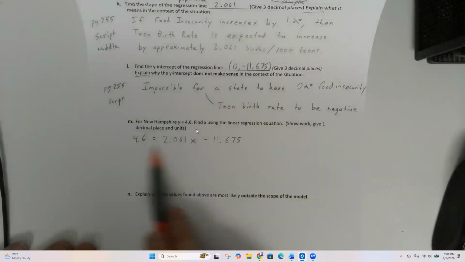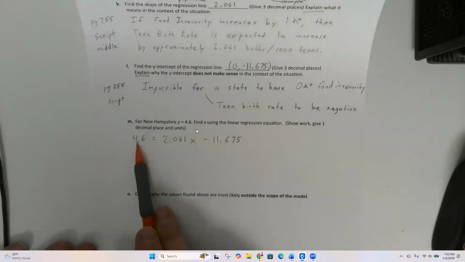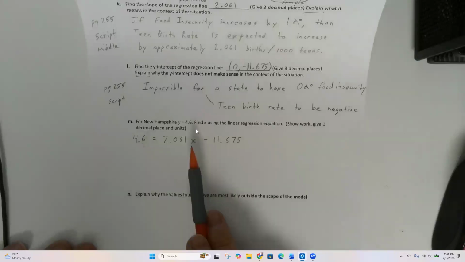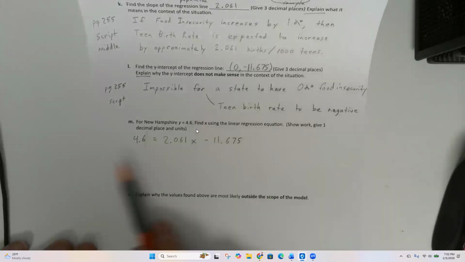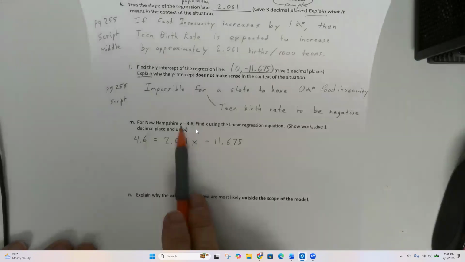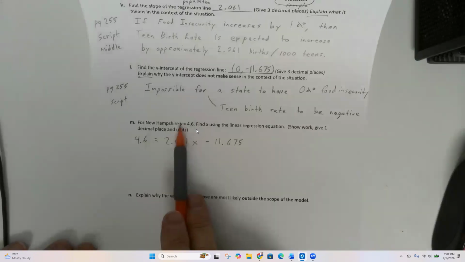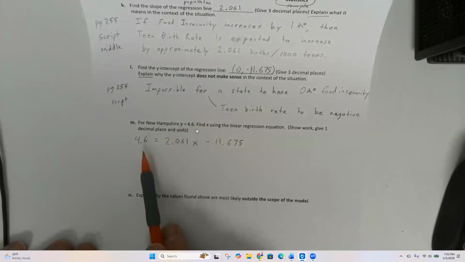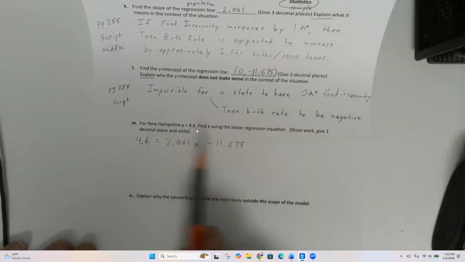So we have this equation, and I just plugged in what y was. Now I need to solve for x, okay? Be careful when you're plugging in these kinds of numbers. Here it's obvious because they said y equals, but if they had said teen birth rate equals 4.6, does that go in x or in y? So just pay attention when you're substituting in.